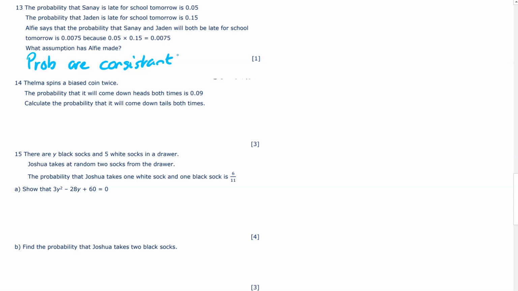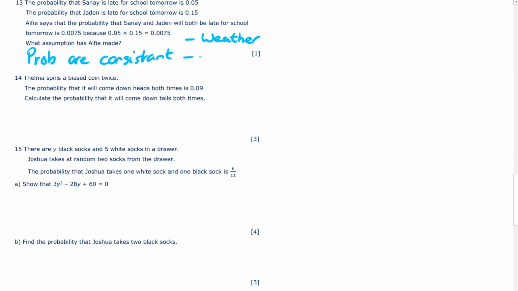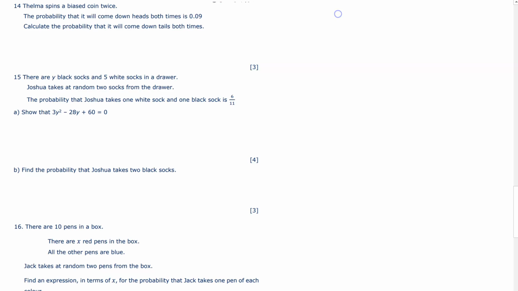So that's things like you could take into account the weather. If it's going to rain tomorrow, maybe the probability goes up. Anything that you could come up with that might alter the probability. Weather is usually a pretty good one. You could say about getting lifts, anything like that. But generally they're just looking for some reference to the probabilities changing. Or not changing.